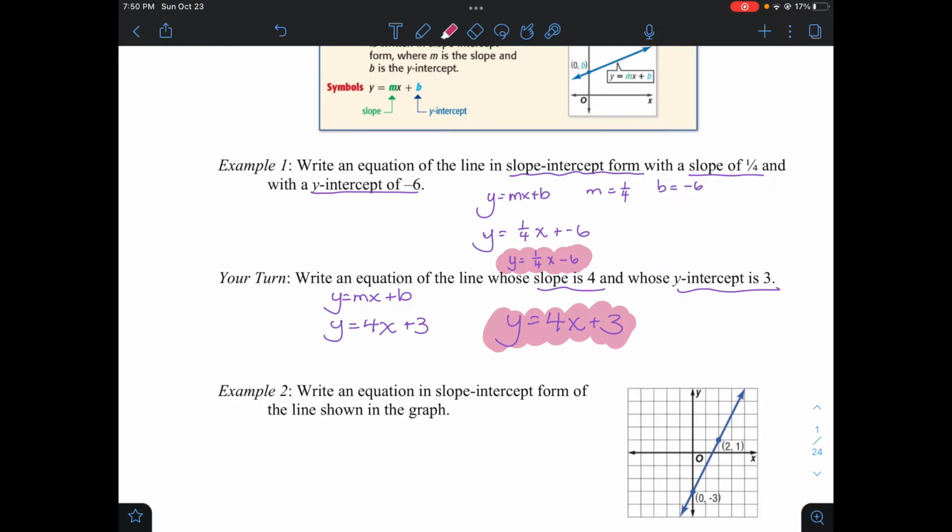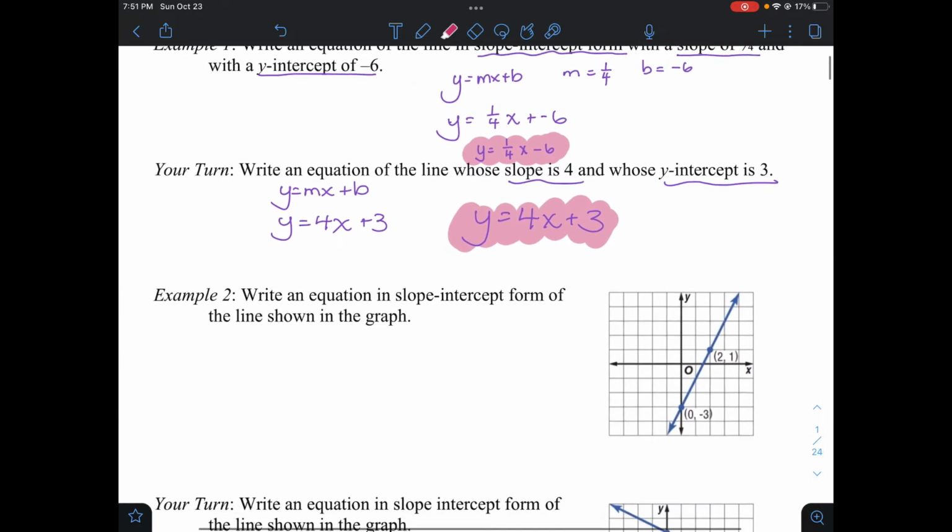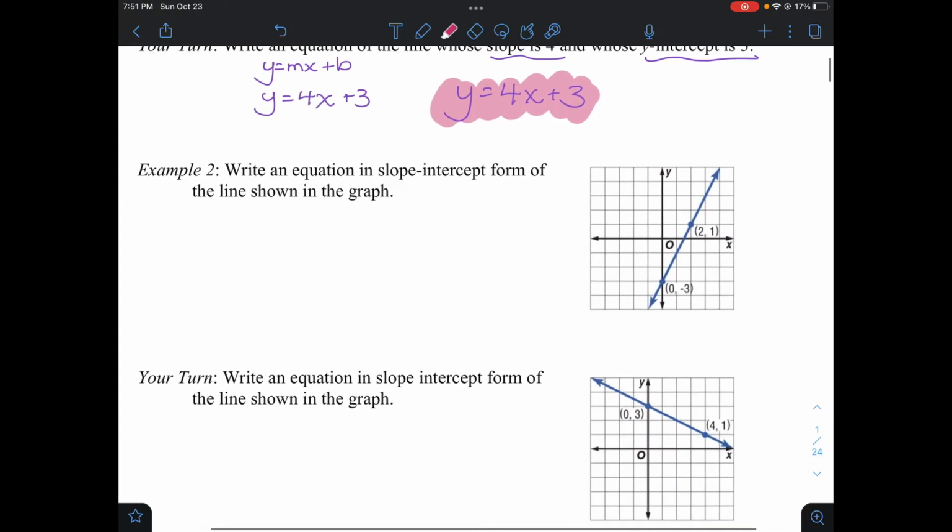All right, so hopefully you noticed they gave us the slope, they gave us the y-intercept, so all we had to do for this problem was substitute the values in. Keep in mind though, it's not always going to be this simple. They're not always going to give us the exact information we need. We're sometimes going to have to search for it and find it. All right, so moving on to example 2.